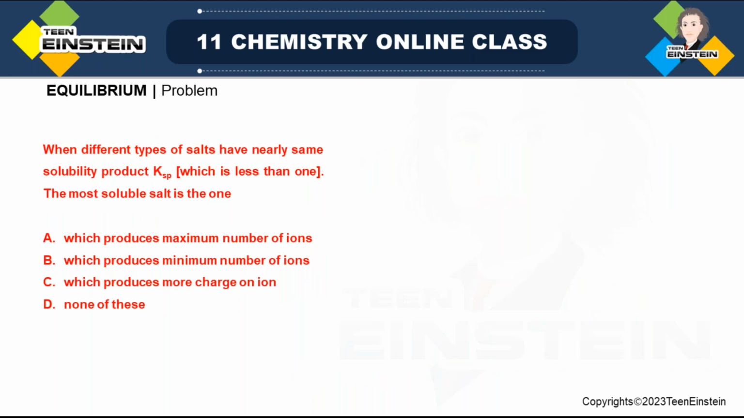Now in this problem, this is basically not involving any calculation, but this is very tricky and interesting also. So what it is saying, when different types of salts have nearly same solubility product. So suppose you have salt 1, you have salt 2, you have salt 3. Now for all these salts, Ksp same. That is already mentioned, solubility product same.